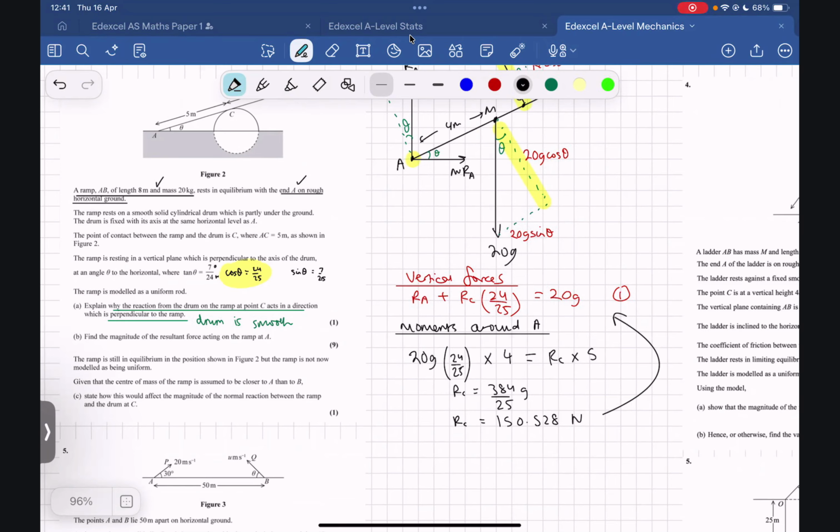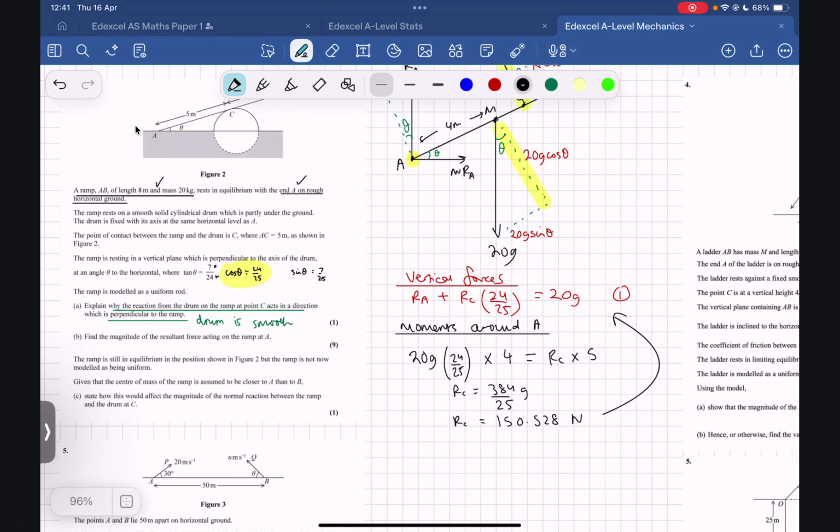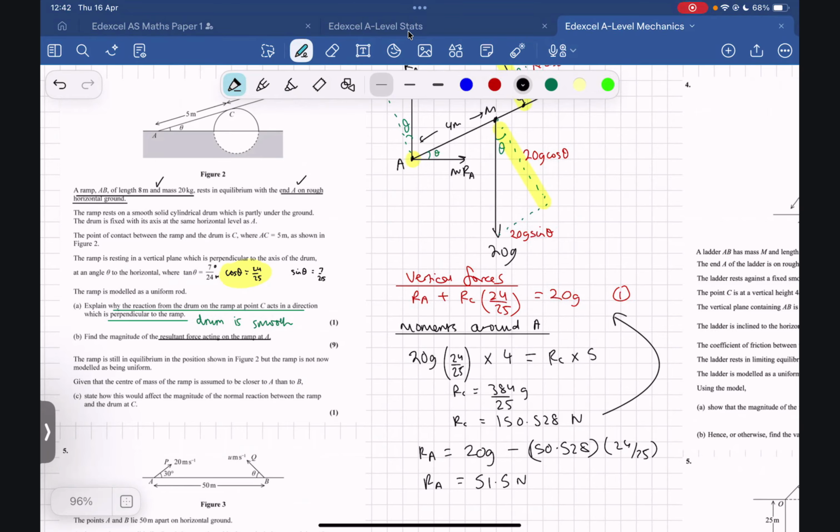Yes, exactly. Take the delivery, okay. So now we can just work out RA, because the question is saying give me the forces at A. So RA is equal to 20G minus 150.528 times 24 over 25. RA is equal to, in my calculator I got 51.49, so 51.5 newtons will be fine.